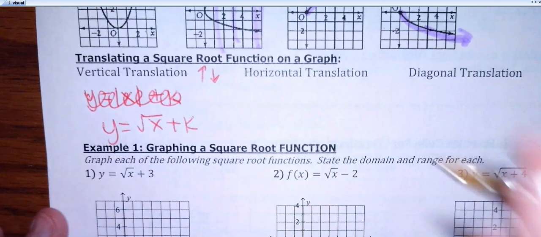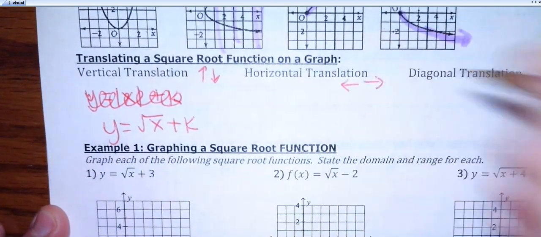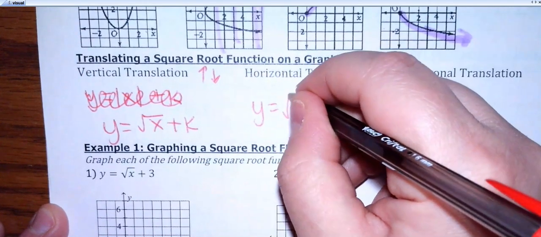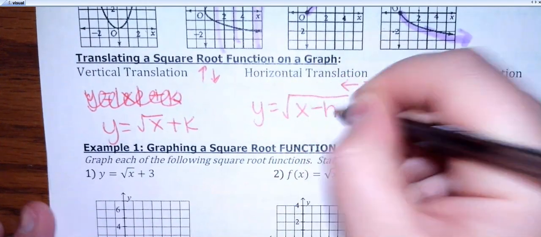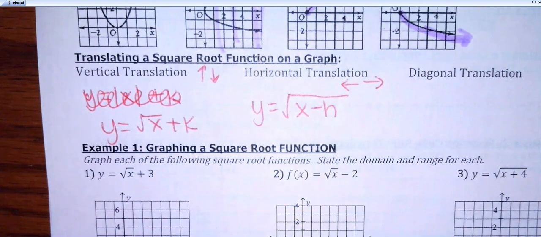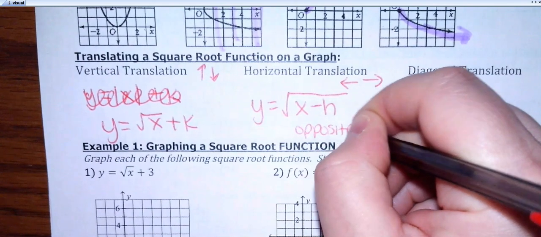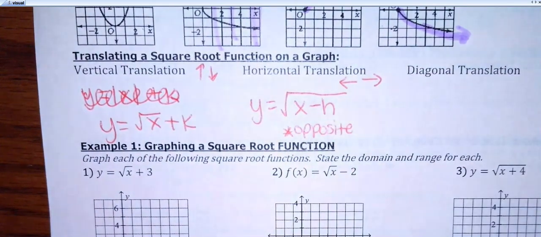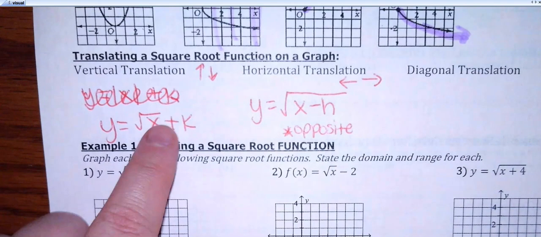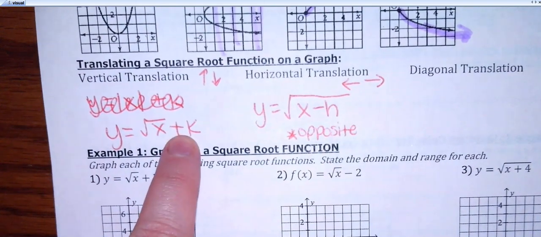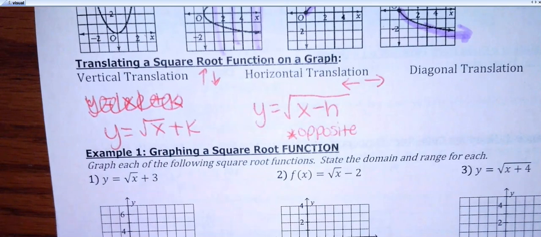And then a horizontal translation is going to move the graph left or right. That translation is actually going to be inside the radical, and it would look like x minus h. Now, inside, this is going to go the opposite way you think. If it looks like a -5, it actually is going to go 5 to the right. Or if it looked like a +5, it would actually go 5 to the left. If it's outside, that's moving it up and down. That goes exactly the way you think. If this is +4, we're going up 4. If it's -4, we're going down 4.